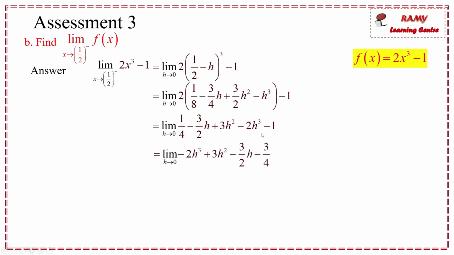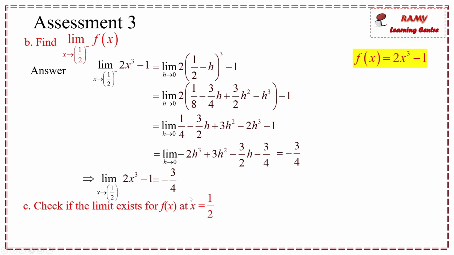Now 1 by 4 minus 1 is equal to minus 3 by 4. Now since this is the final form, you can substitute h is equal to 0 and get the value minus 3 by 4. Therefore, limit x tending to half minus of 2x cube minus 1 is equal to minus 3 by 4. Check if the limit exists for f of x at x is equal to half. You know that limit x tending to half plus of 2x cube minus 1 is equal to limit x tending to half minus of 2x cube minus 1 is equal to minus 3 by 4.